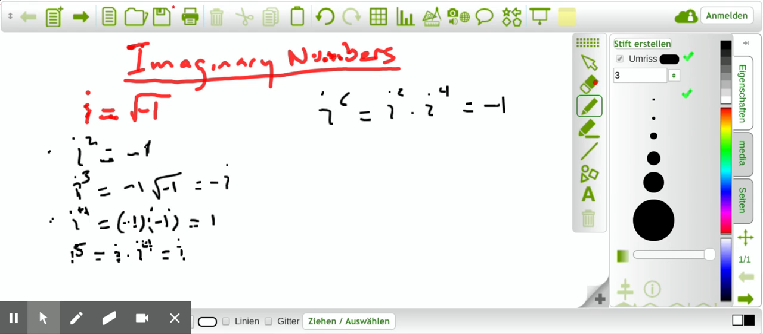So it goes pretty much in order. You know, i, then i squared is -1. i to the third is negative i, i to the fourth is 1. i to the fifth, we're back to i. i to the sixth, we're back to -1. i to the seventh, we're at negative i. So it pretty much follows that order.